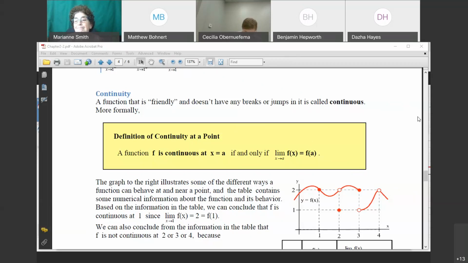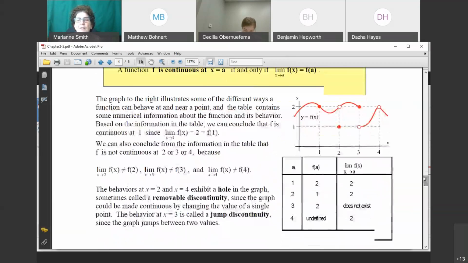Right? So here are some ways functions can behave near a particular point. Okay, and you can look at this graph and the table here to get an idea of what we're talking about. You can see as we get close to x equals 1 from the left and from the right, the function value is approaching 2. That's also what the function value is at x equals 1. So this function is continuous at x equals 1.